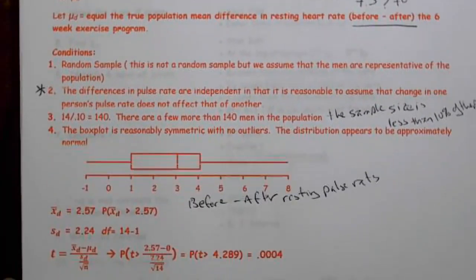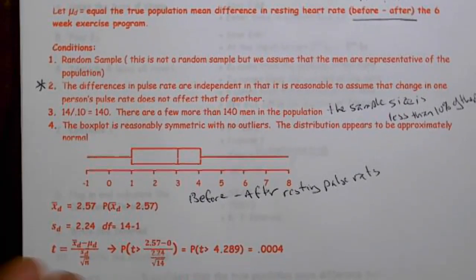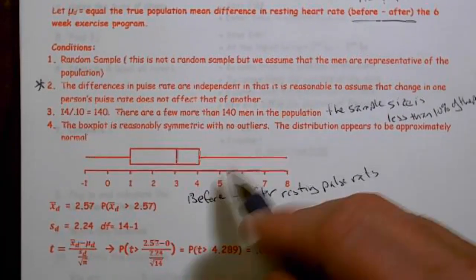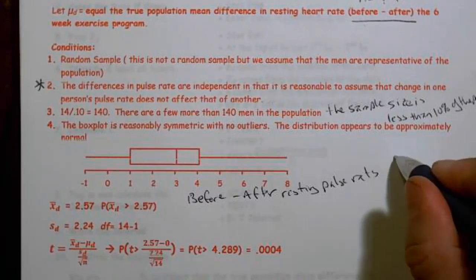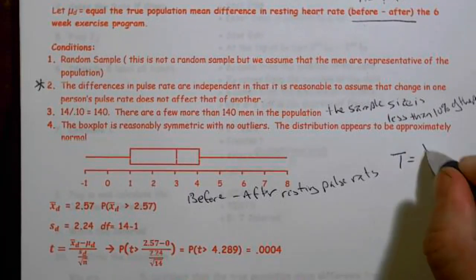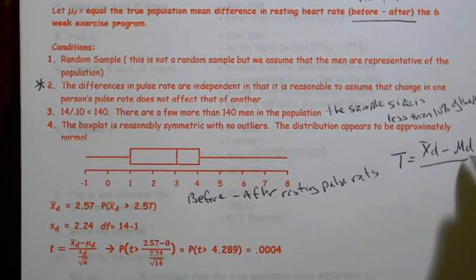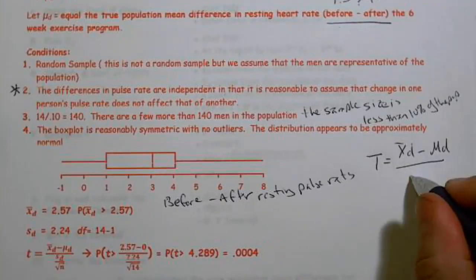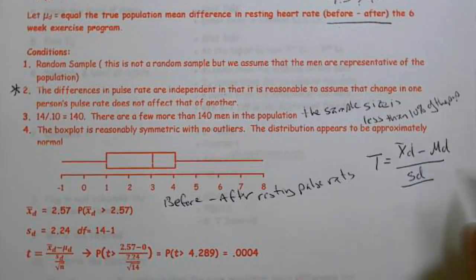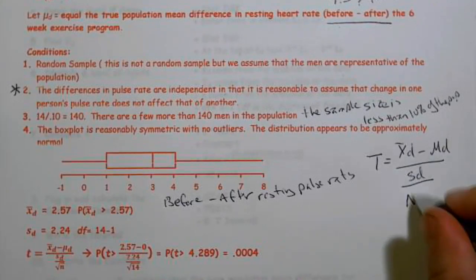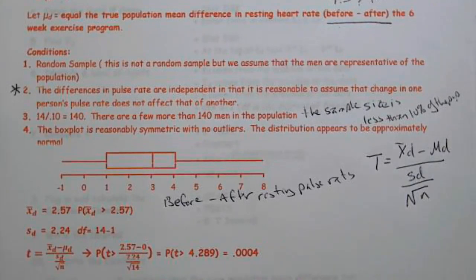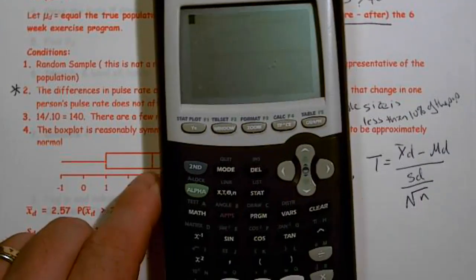All right, so I need to go ahead and at this point, once I have my box plot, I should be writing down my equation, which is T equals X bar D minus mu D, and then it's the standard deviation of the differences divided by the square root of n. Well, there's a couple different ways to get that information. Now, I'm going to show you 2 different ways.